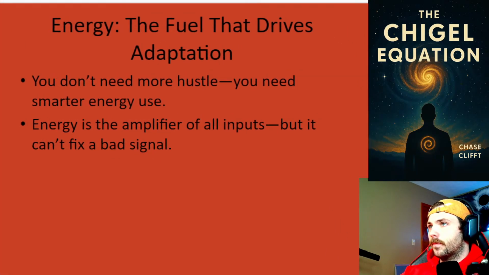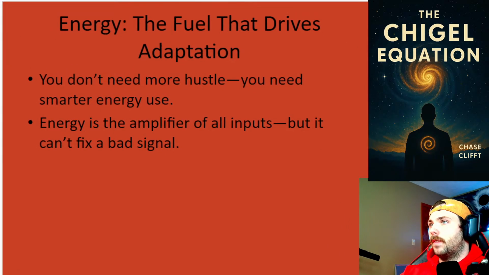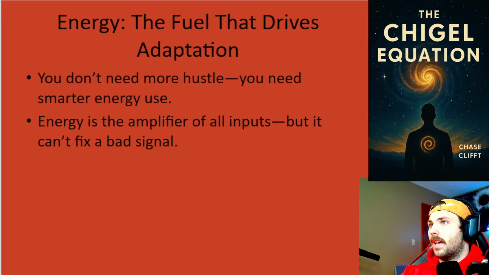That looks better. But the last week we talked a lot about the different variables of the Chigel equation, right? We have energy, which is what we're talking about today. We have the adaptation, which is what we're trying to get to. We have resonance, and then we have constraint. And last week we spent a lot of time on constraint and resonance. Today we're talking about energy, because obviously you can't get any kind of work done without energy.